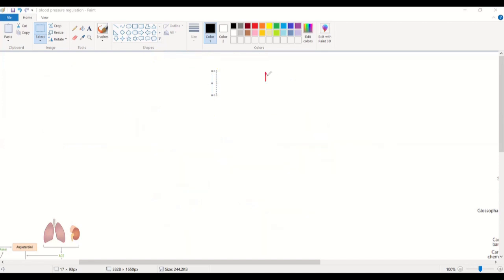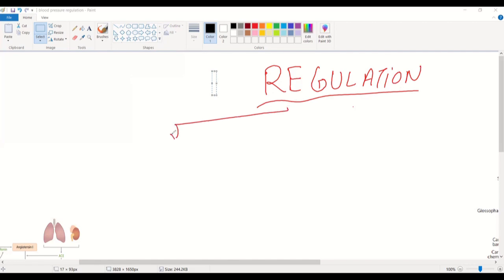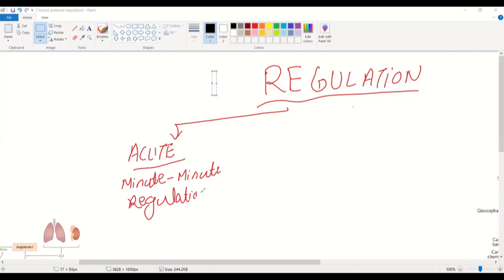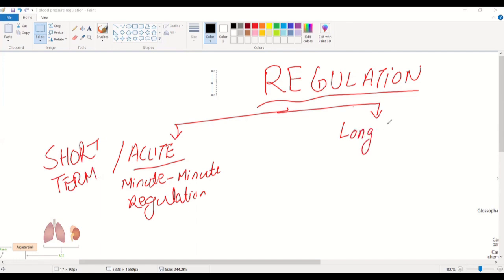Okay, so now regulation of blood pressure. There are a lot of mechanisms, but I am talking about two mechanisms. Regulation of blood pressure: acute, meaning minute-to-minute regulation. We already discussed this in detail. This is acute, or more precisely, short term regulation. And this is long term regulation.